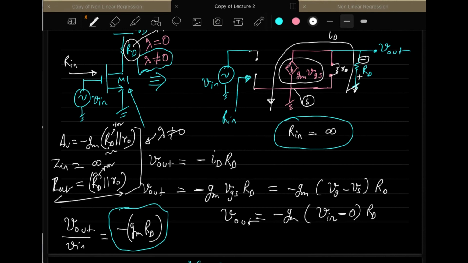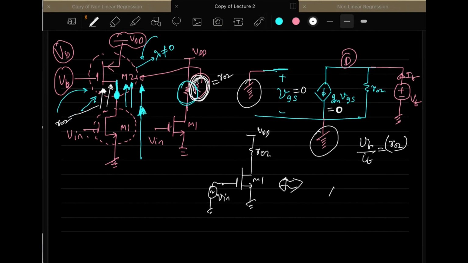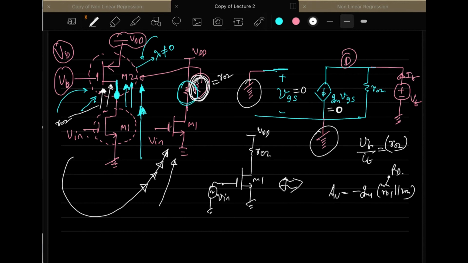So the voltage gain will be minus gm1 times RO1 parallel RO2. Earlier it was RD here. What this tells you is that you try to break the circuit and simplify it, and make it in such a way that you come up with a circuit whose derivation you already know. If any complex circuit is there, you try to break it and simplify it such that you come to the position where you already know the gain and the input and output resistance of that circuit.